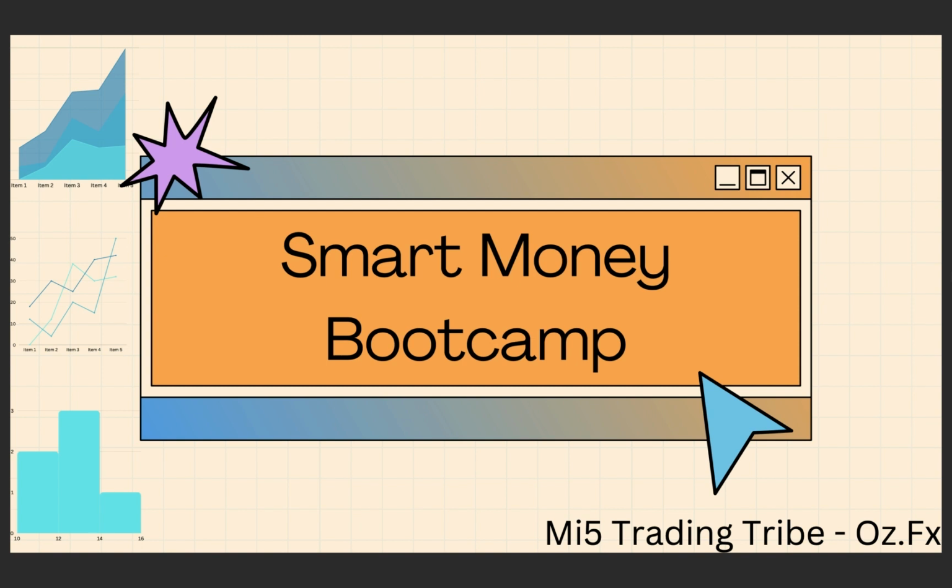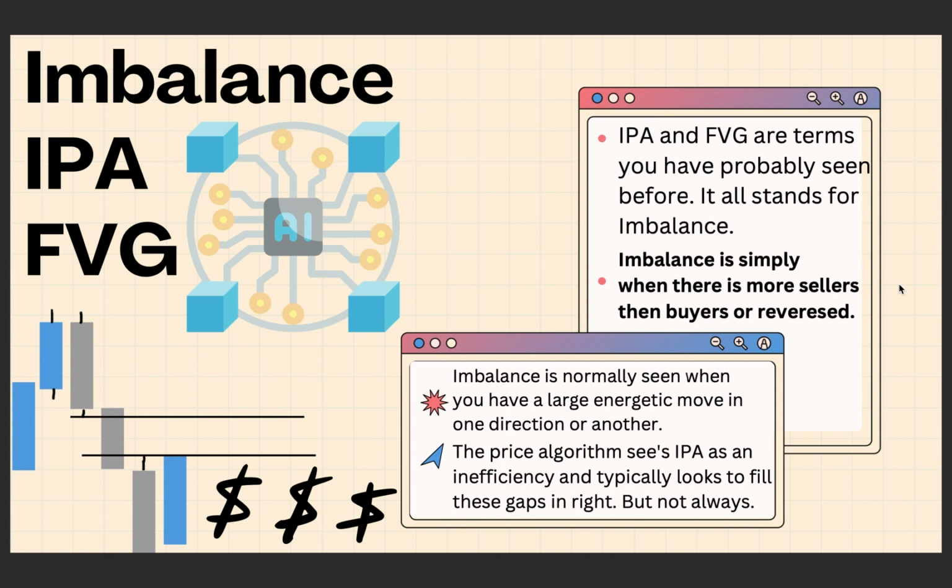Today we're going to be going over imbalances. Depending on what you have already studied, you may have heard it called something else, maybe a fair value gap, maybe IPA. It's all the same, it's just imbalance. In simple terms, imbalance is when there are more buyers than sellers or more sellers than buyers, or just only buyers or only sellers. This is normally seen in the charts by a big movement in one direction with only buy side or sell side delivery.